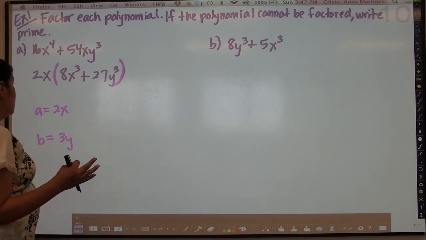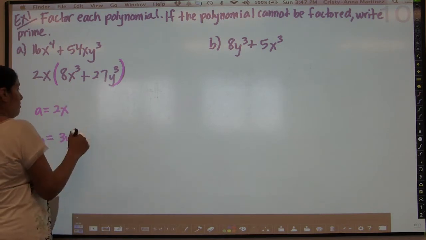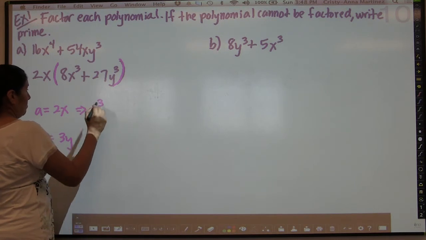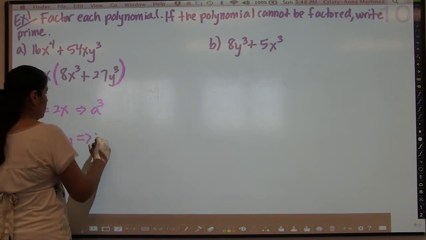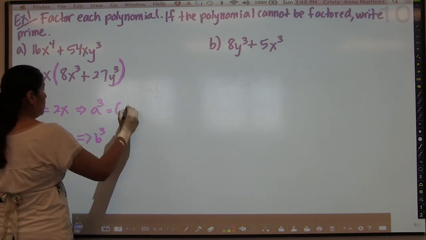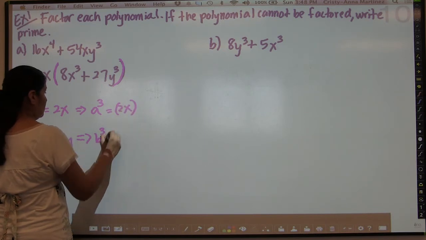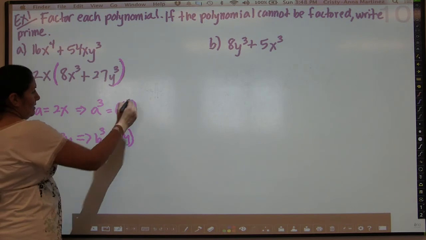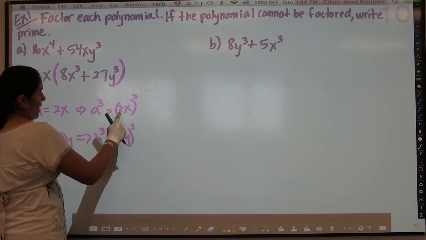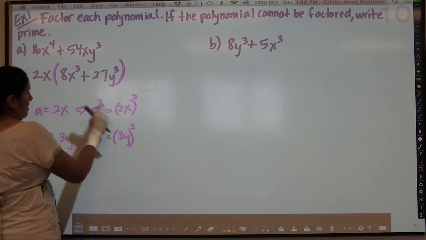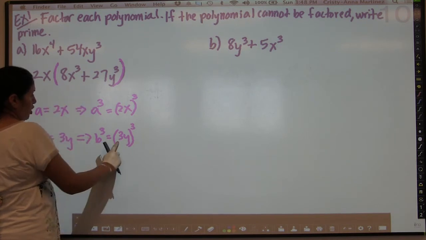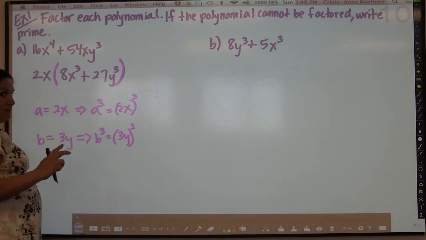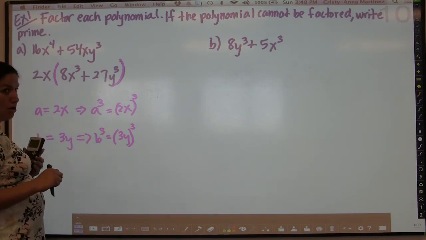is 27. Notice that I also included the variable, because when I say that I want a cubed plus b cubed, I am going to cube both the 2 and the x, both the 3 and the y, and when I cube the 2, I get 8, and when I cube the x, I get x cubed. When I cube the 3, I get 27. When I cube the y, I get y cubed.